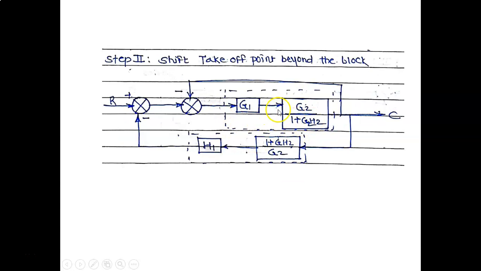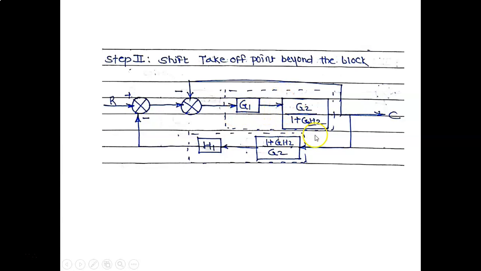Therefore, we have shifted that takeoff point after the block and we have added a block having its value the reciprocal of that block. Therefore, the value of this block is G2 divided by 1 plus G2H2 and the value of this block is 1 plus G2H2 divided by G2. We have added a block having its value reciprocal of that block. Therefore, because of this, what will happen? These two blocks will be in series.